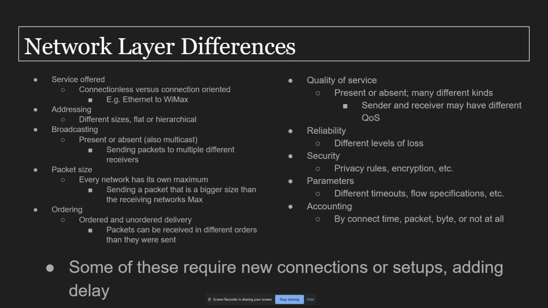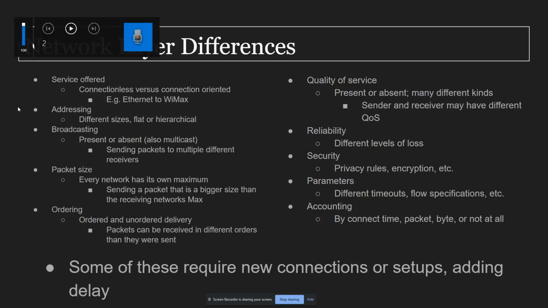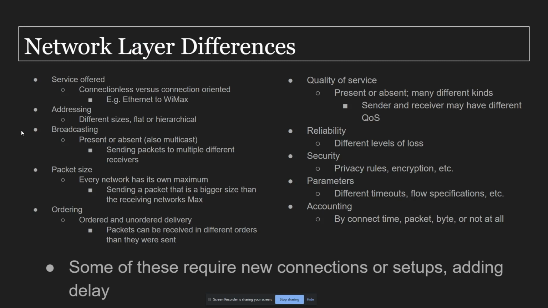Some network layer differences are the service offered. Some use connectionless, while others use connection-oriented networks. Examples of this are Ethernet-oriented networks to WiMAX-oriented networks. Addressing is also another concern, with different sizes of addresses. They can be flat or hierarchical. Broadcasting is also another concern because it could be present or even absent in different types of networks.